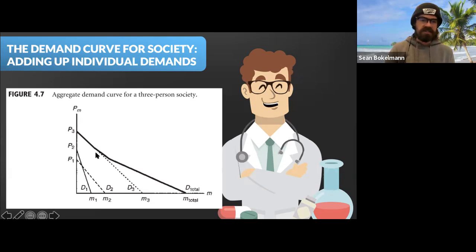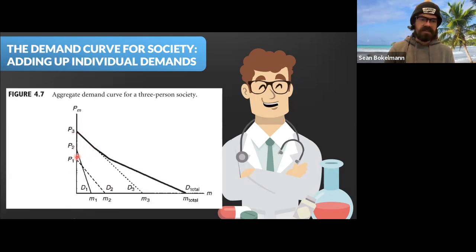And that's where the kinks, the bends in the total demand curve are coming from. So between the price P3 and P2, I don't know if you guys can see, let me get my laser pointer out here. Between the price of P3 and P2, there's only one consumer demanding medical care. But as soon as price drops to P2, we now have 2 people demanding medical care. And so we have a kink there at P2.